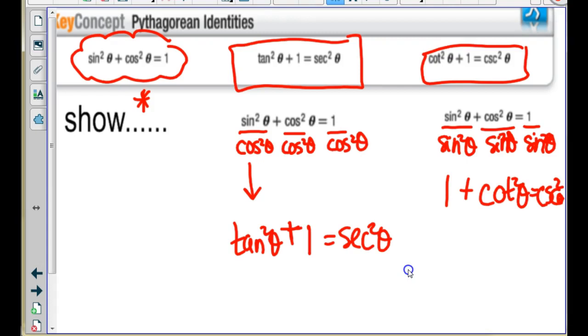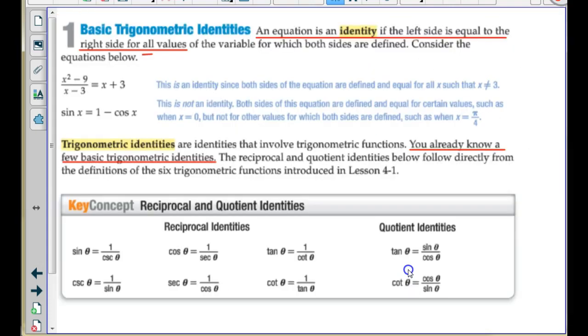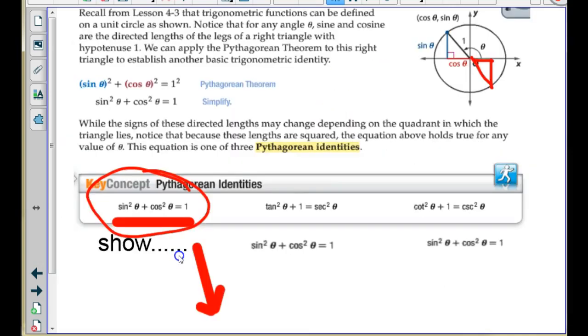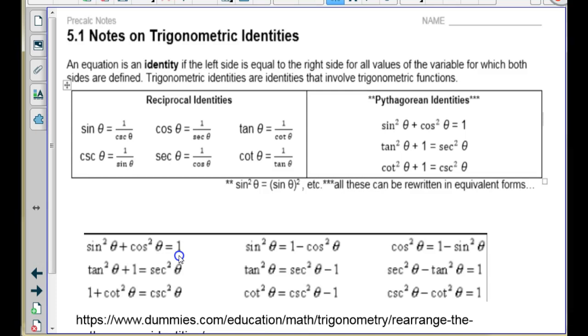But some of you still struggle with these, okay? The fact that tangent is sine over cosine, or that cosine is the reciprocal of secant, or secant is the reciprocal of cosine. You really need to have those memorized or this is going to be very slow going.